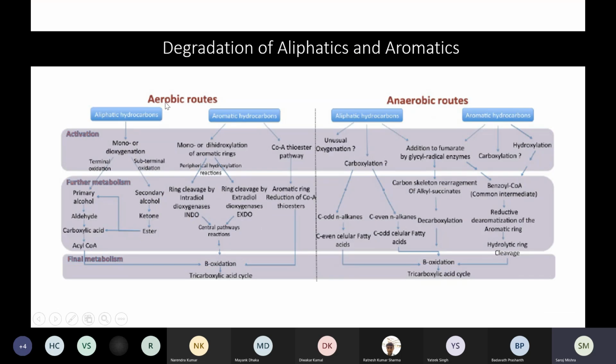So as I was saying, under aerobic route, both aliphatic as well as aromatic hydrocarbon can be degraded. Even under anaerobic conditions, both aliphatic and aromatic hydrocarbons can be broken down. I'm going to explain these, but as an overview, the aliphatic hydrocarbons can be acted upon by either monooxygenases or dioxygenases, enzymes which are capable of adding a single atom of oxygen or two atoms of oxygen to the hydrocarbon. The process can be carried out either by terminal oxidation or subterminal oxidation, which I will explain in the next slide.